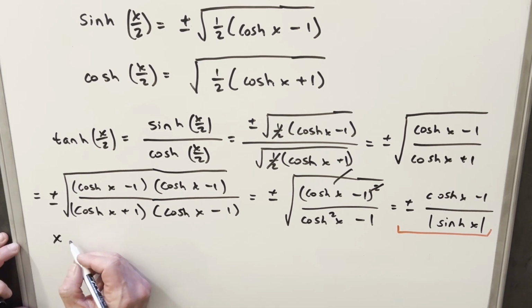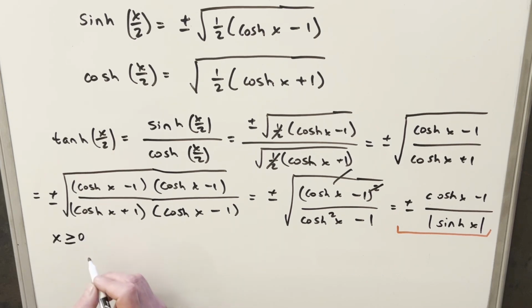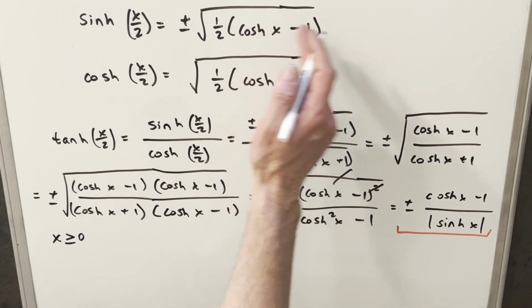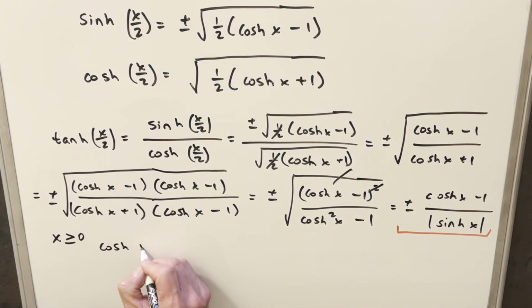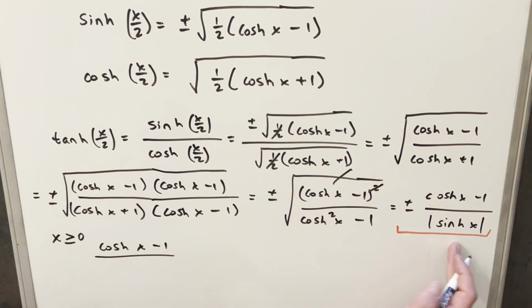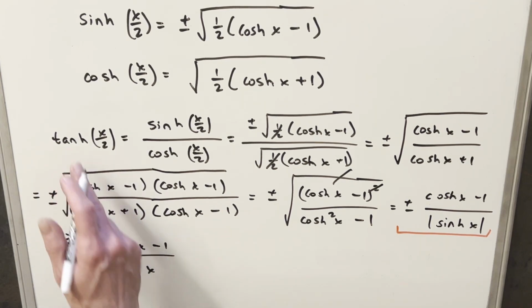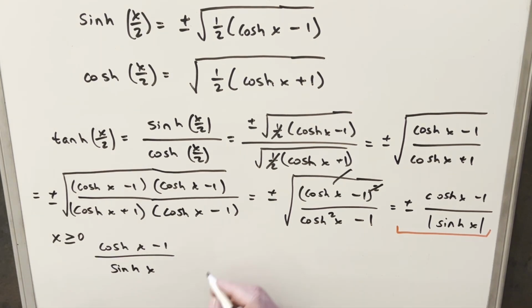We can look at it as when x is greater than or equal to 0. Then in that case, we actually want the positive in front, because that means going back, this was actually a positive sign here. So rewriting this, we end up with cosh x minus 1, sign removed. And then for sinh x, we determine that when x is greater than 0, sinh is always positive, so we just drop the absolute value. So we end up with just cosh x minus 1 over sinh x for our half angle formula when x is greater than 0. Next, let's see what happens when x is less than 0.